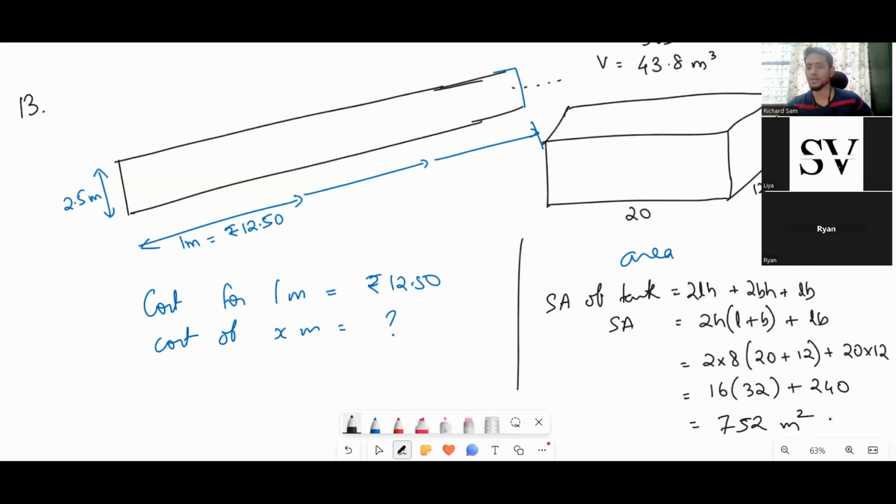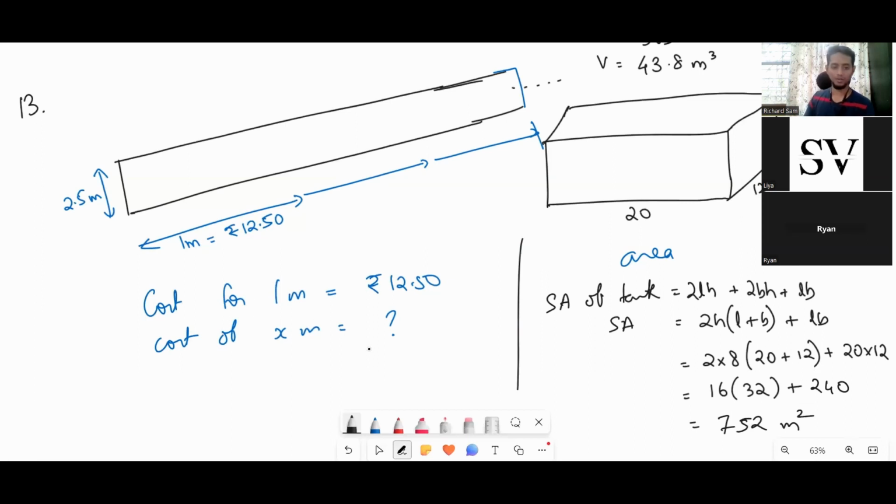Okay, 752 meter square. Amit, what happened? Lost concentration? Last 5 minutes, you're not able to concentrate. Okay, what did we get? The surface area of the material. That means that much amount of iron sheet is needed to make this tank.